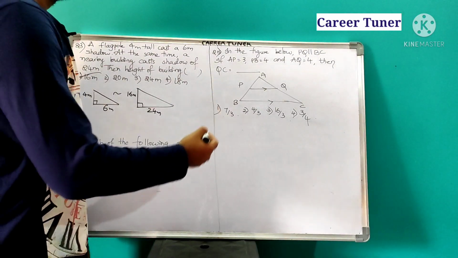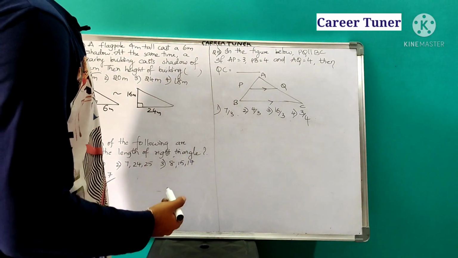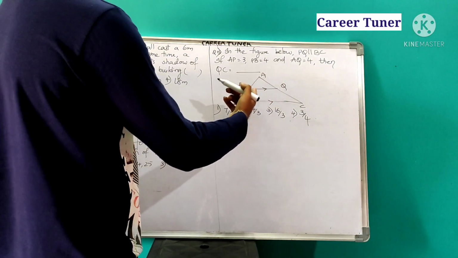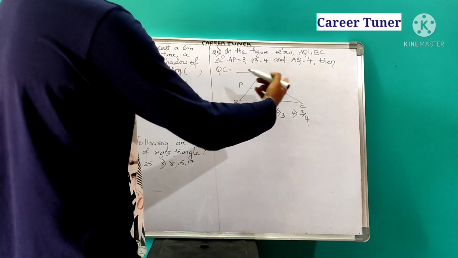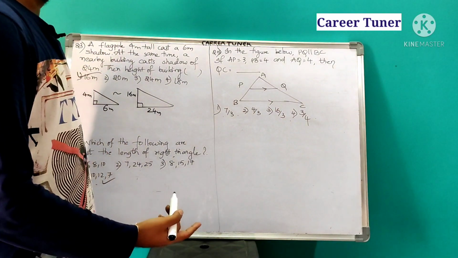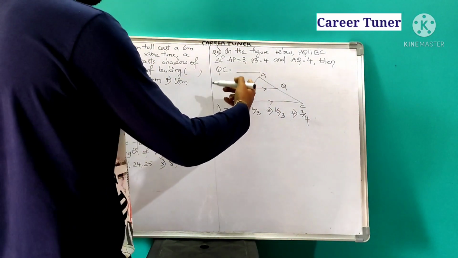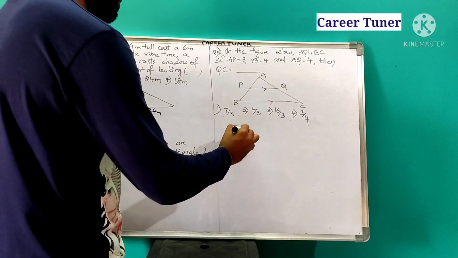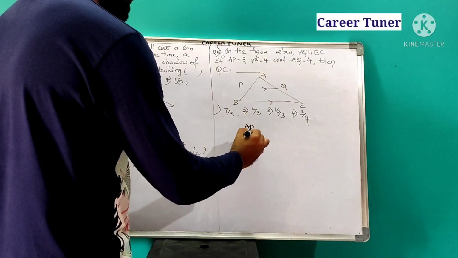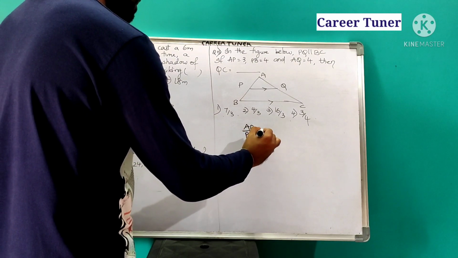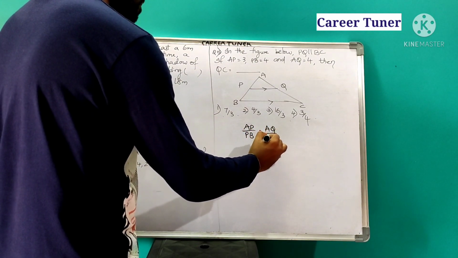Next, in the figure below, PQ is parallel to BC. Whenever we get some points on AB and AC such that they are parallel to the other side, so definitely we need to remember BPT, basic proportionality theorem. What does it state? AP by PB is equal to AQ by QC. So AP by PB is equal to AQ by QC.